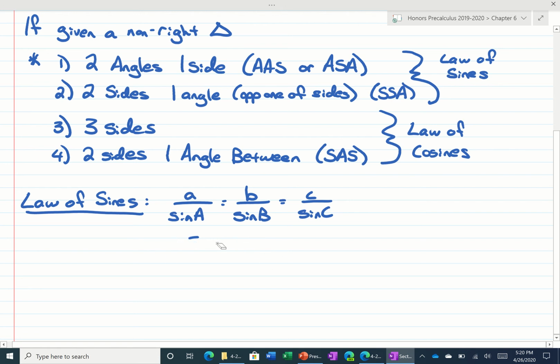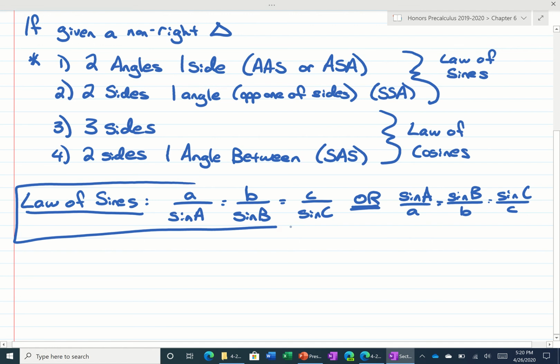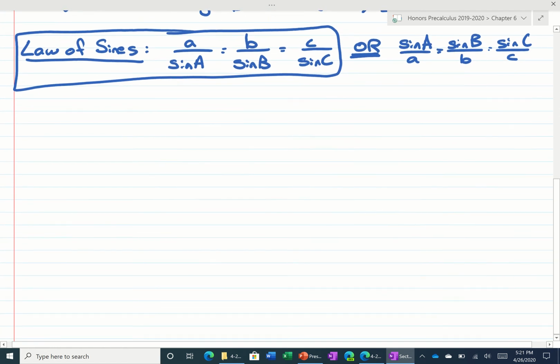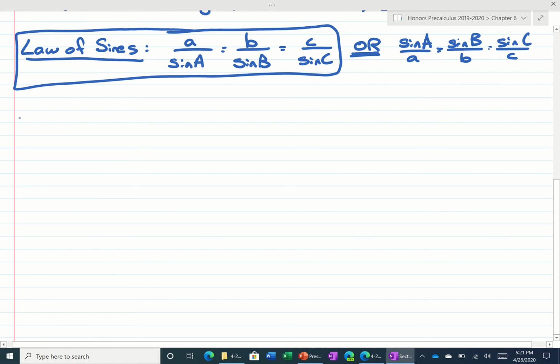Now sometimes depending on what book you look at, they might list the law of sines as the sine of A over A equals sine B over B equals sine C over C. But nobody really ever does that. This is the law of sines. This is the one that we're going to be using. The other one's fine too, but that's the one that we use. All right, so let's take a look. We'll do 2 examples here.